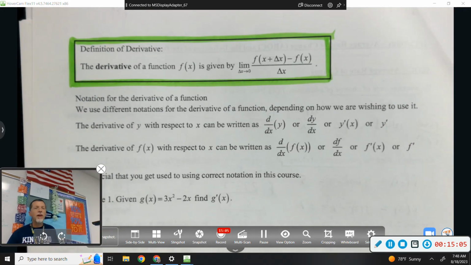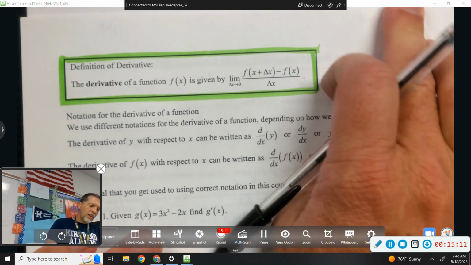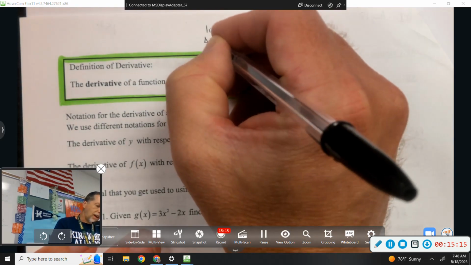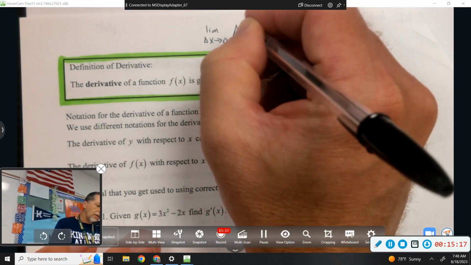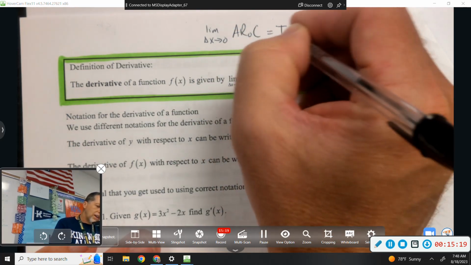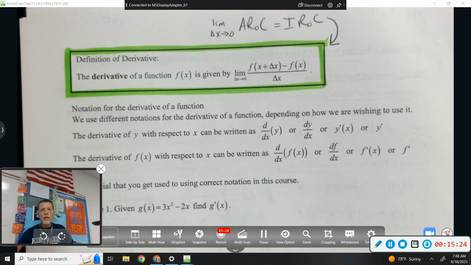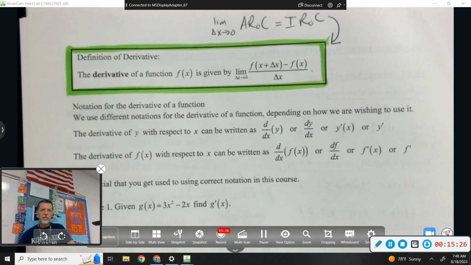People always ask, do I have to memorize that? I'm like, well, you have to know it. I hope you understand where it comes from. And you understand that it's basically the limit as delta x goes to 0 of rise over run, which is the derivative.